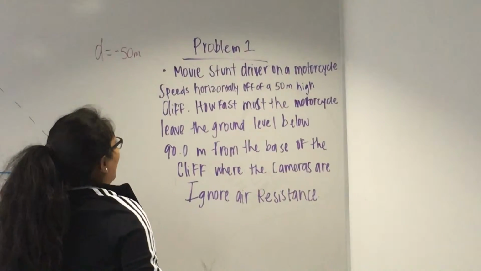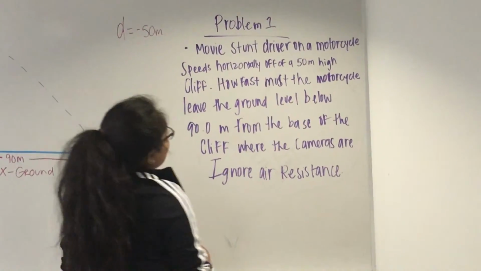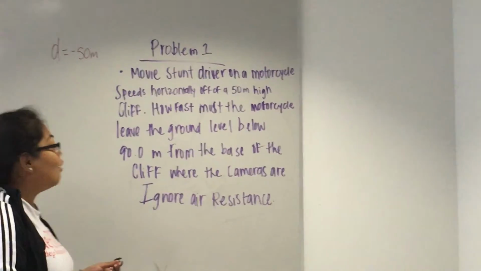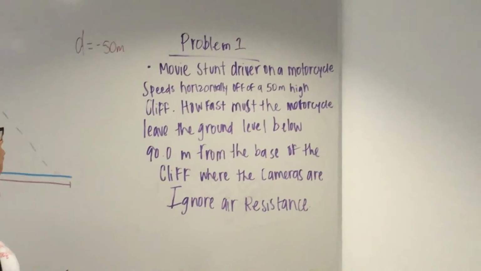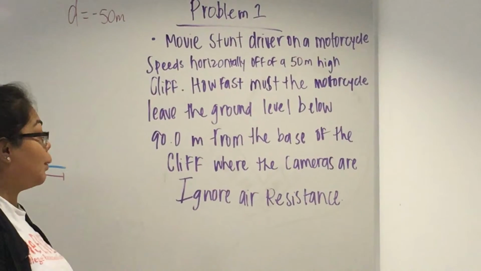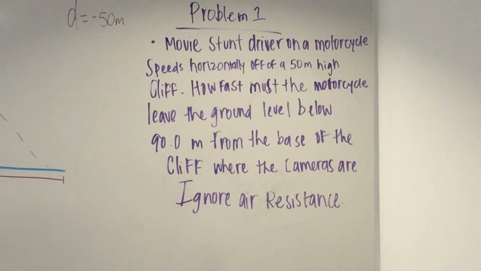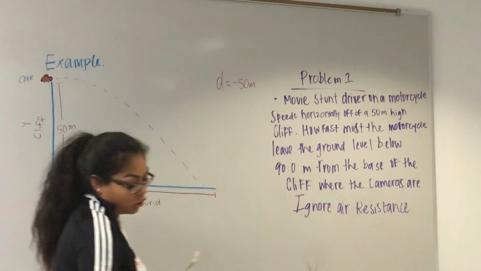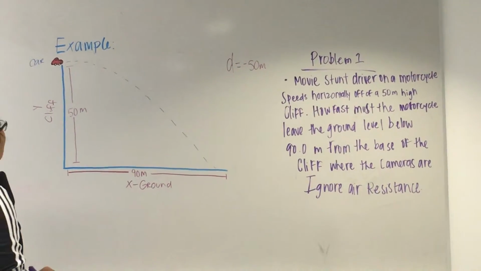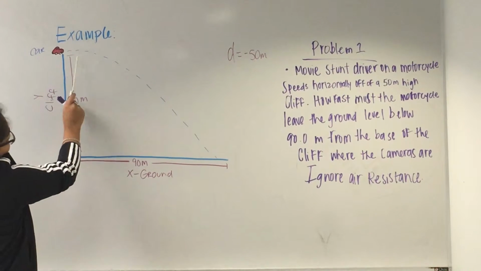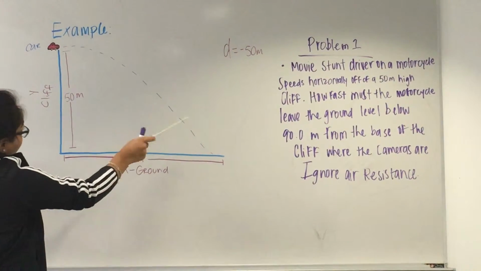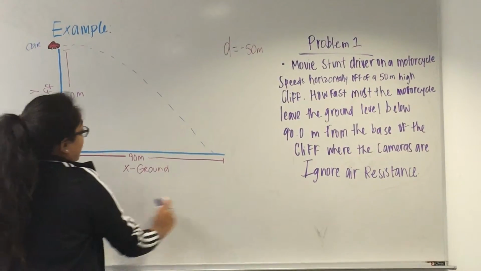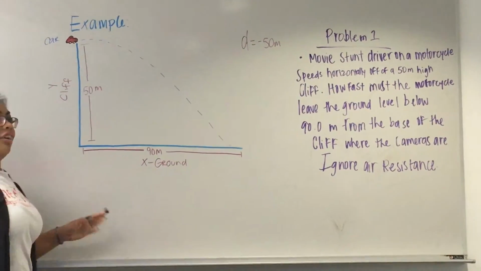Alright, problem 1. A stunt driver on a motorcycle speeds horizontally off of a 50-meter high cliff. How fast must the motorcycle leave the cliff to land on level ground below 90 meters from the base of the cliff where the cameras are? Ignore air resistance. In order to do this, we have to draw a graph. Here's the car, and this is the projection of its fall. The cliff is 50 meters high, and the ground is 90 meters long.